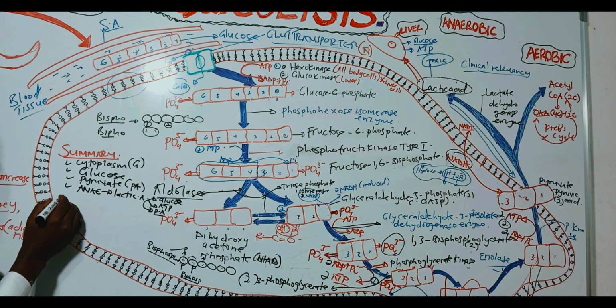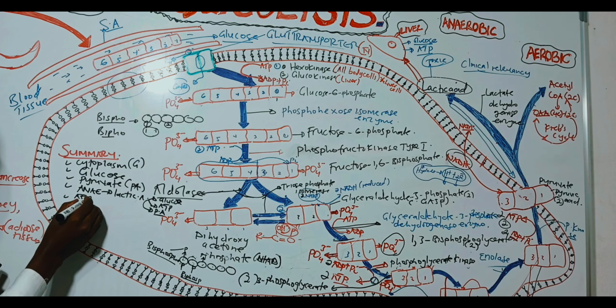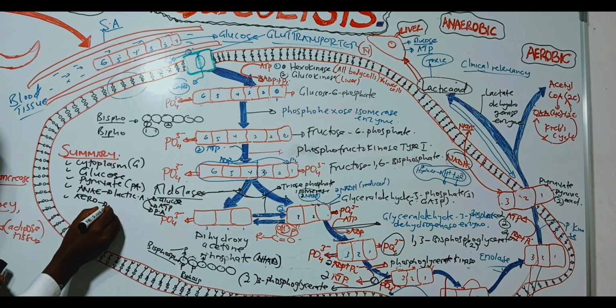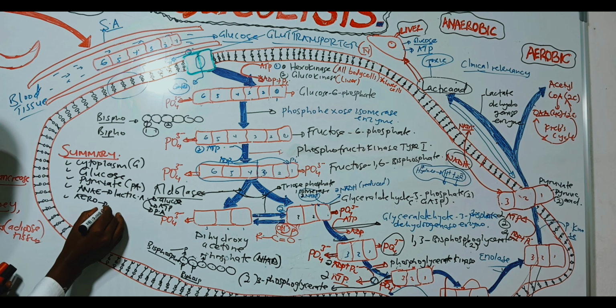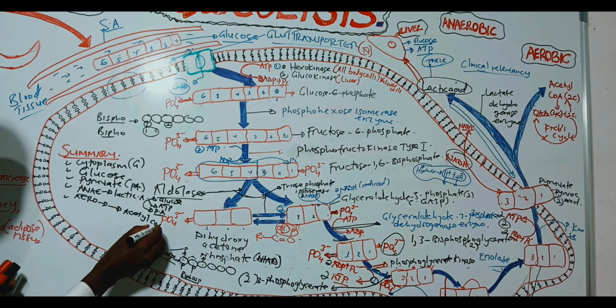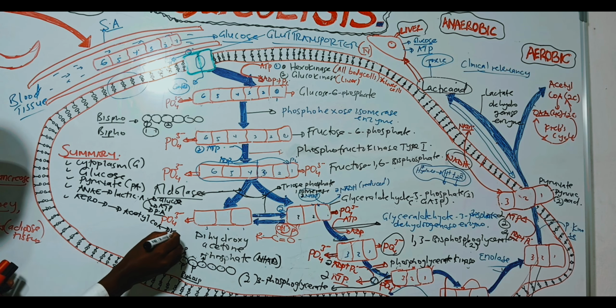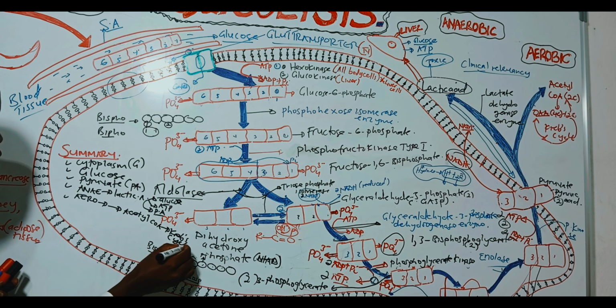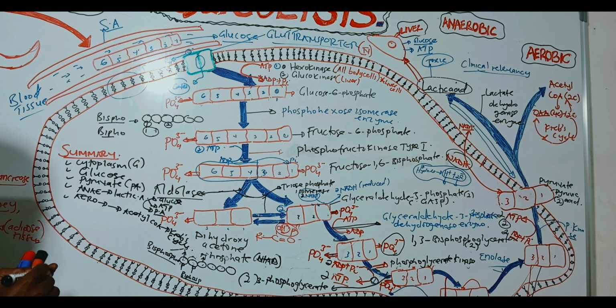Then what about during aerobic respiration? Here, the pyruvate, or pyruvic acid, is going to be converted into acetyl-CoA, which is going to be fed into the Krebs cycle, and then more energy is gotten from there.